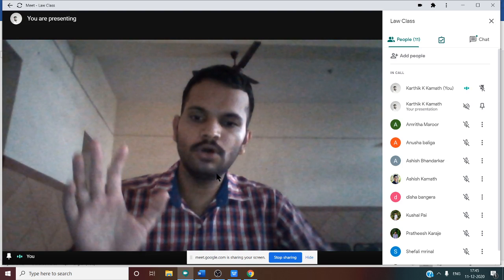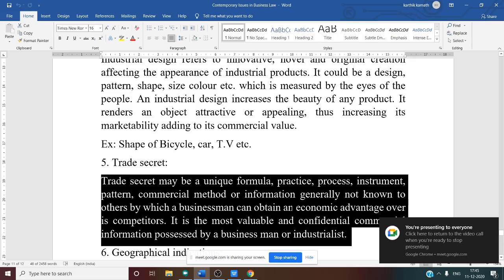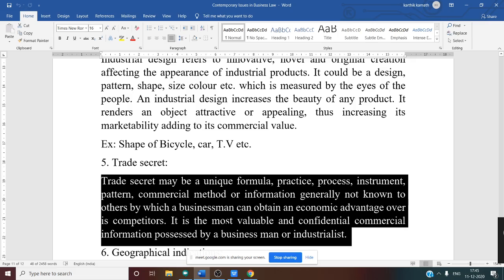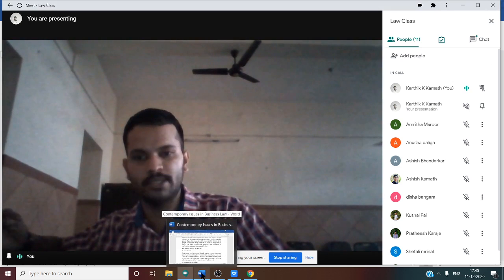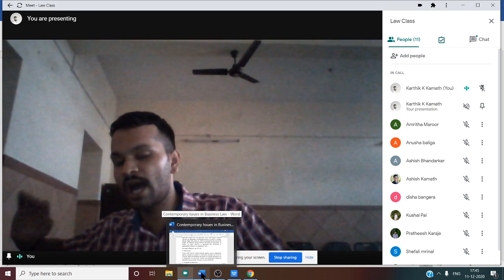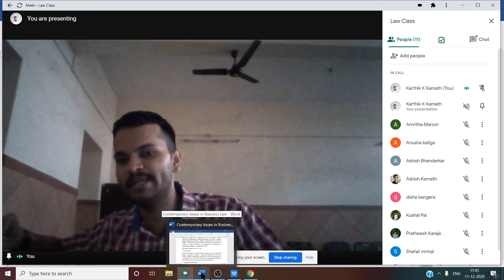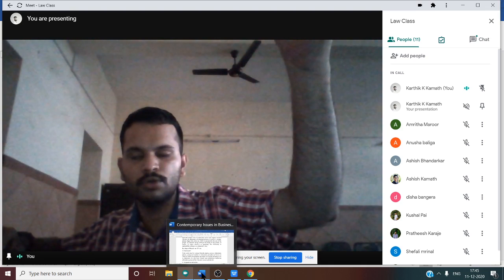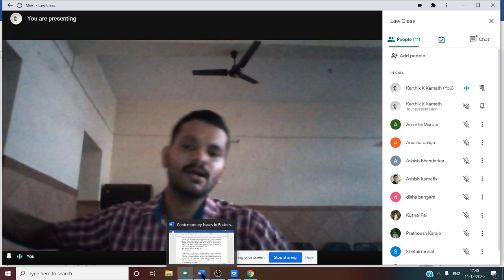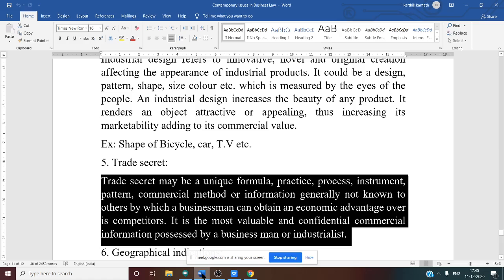Then you see, information generally not known to others by which a businessman can obtain an economic advantage. Why is a trade secret needed? To gain economic advantage or to cross the rival's position. Suppose the rival is making higher profit, what step is to be taken by the other firm? Whether you have to raise the price, or lower the price, or keep the price as it is. So this is a competitor strategy. That also we have to see.